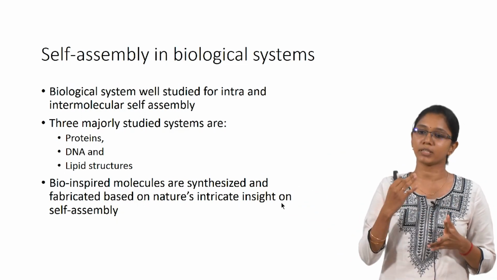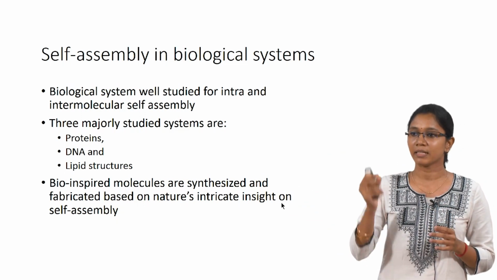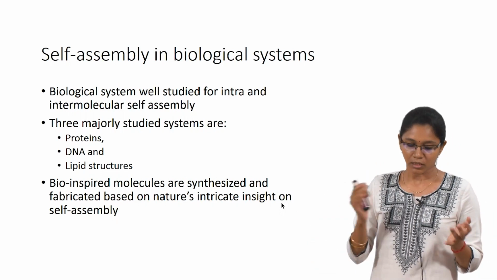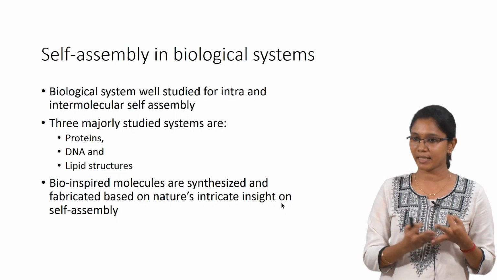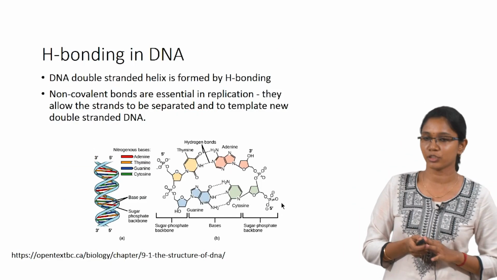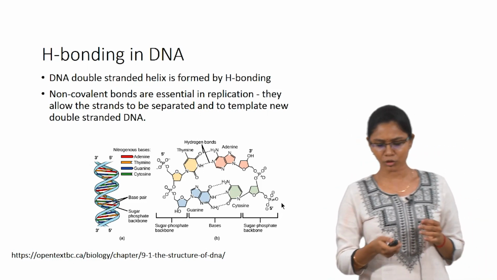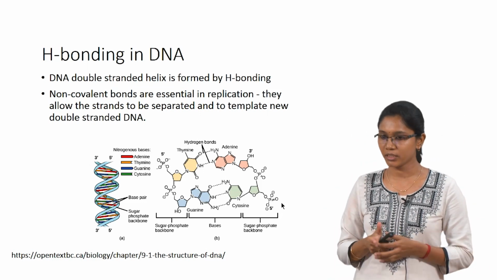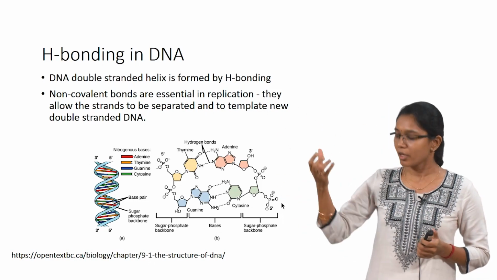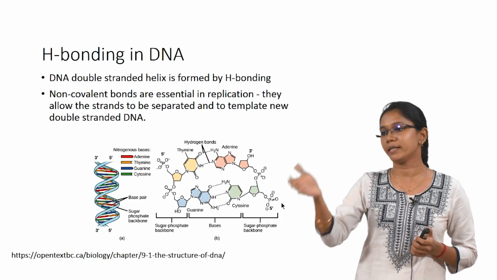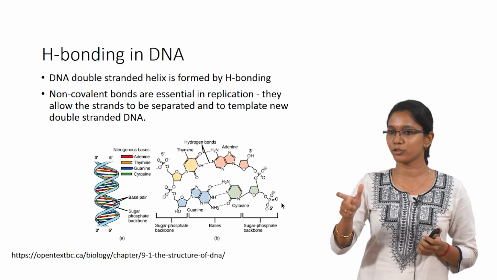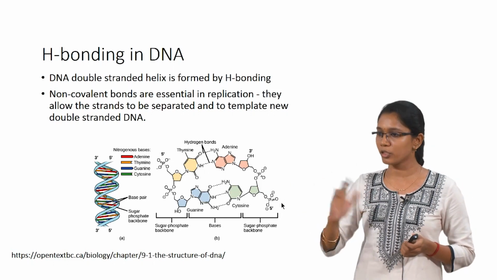There are three important systems within biological systems that are well characterized and studied for all these non-covalent interactions. They are the proteins, the DNA and the lipid structures. The first one is hydrogen bonding in DNA. When you look at the DNA structure, you all know there is a DNA double-stranded helix, as I have already told before. There is a phosphate group, a sugar and a nucleobase. The major thing holding the DNA double helix is the hydrogen bonding between the two nucleobases.